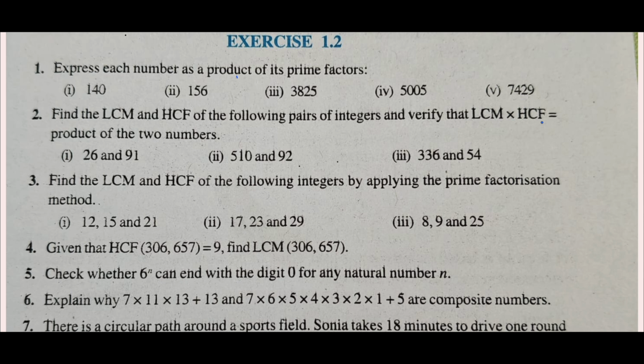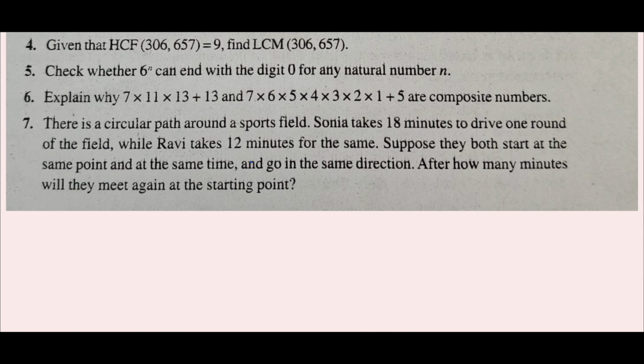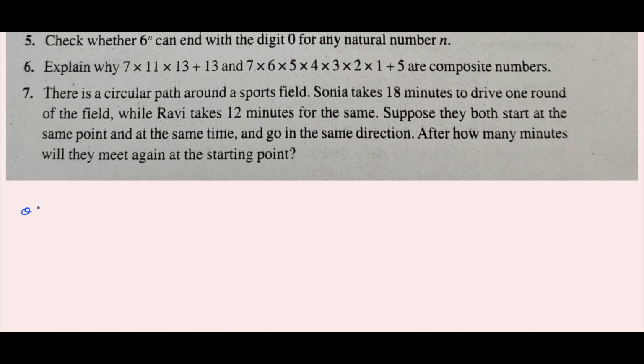Now let us try the third part of question number 1. It is 3825. So we have to prime factorize it. Now as we discussed above, the units digit is 5, so it will be divisible by 5. 5 7s are 35, 5 6s are 30, 5 5s are 25. Again the units digit is 5, so we can divide it by 5. 5 1s are 5, 5 5s are 25, 5 3s are 15.